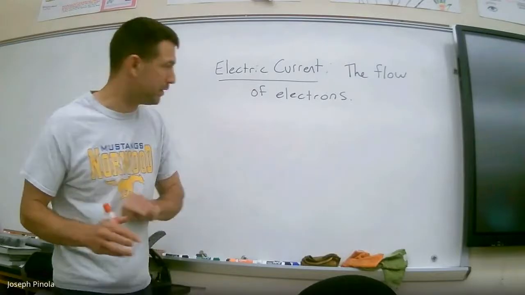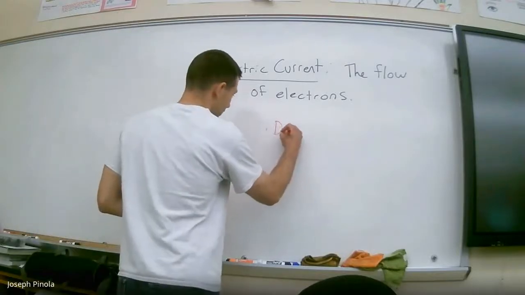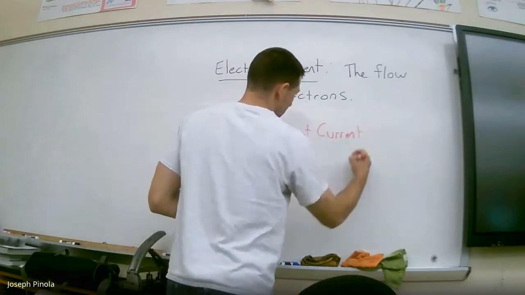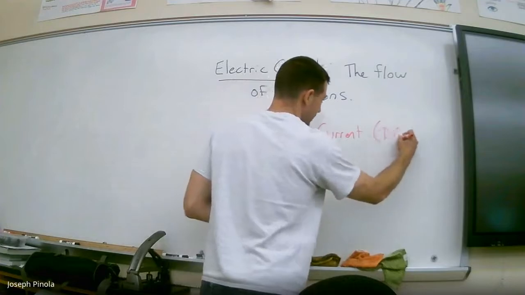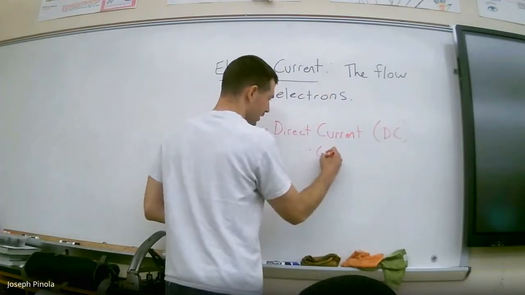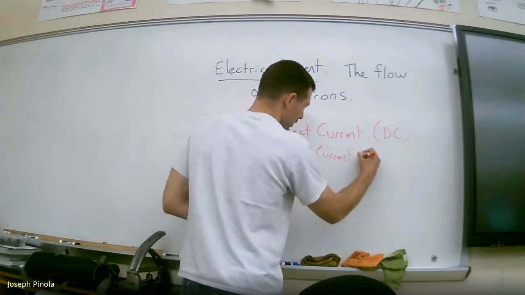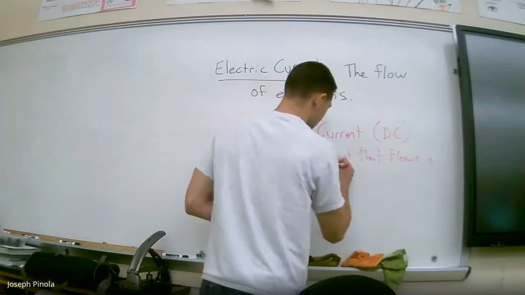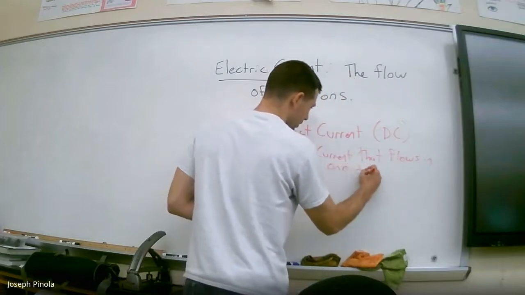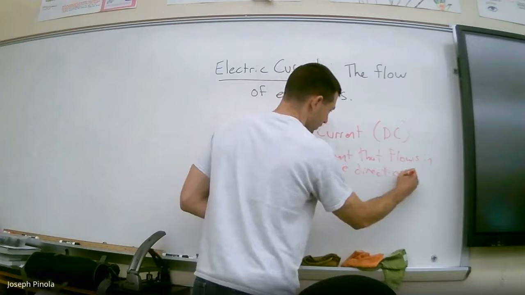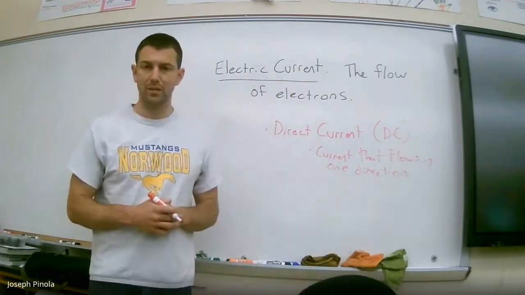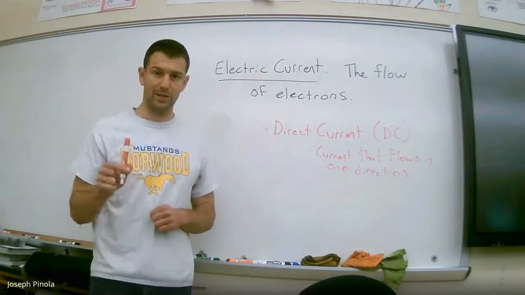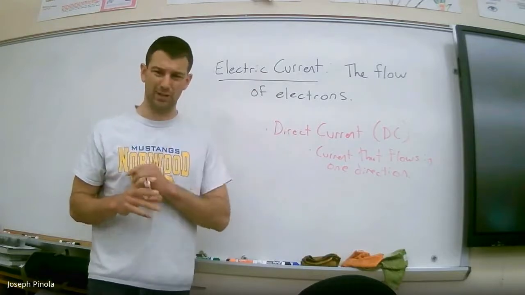So let's summarize what we just saw. Direct current, which is sometimes abbreviated as DC, is current that flows in one direction. When I was moving in a circle and not switching my direction around the desk, I was following direct current.